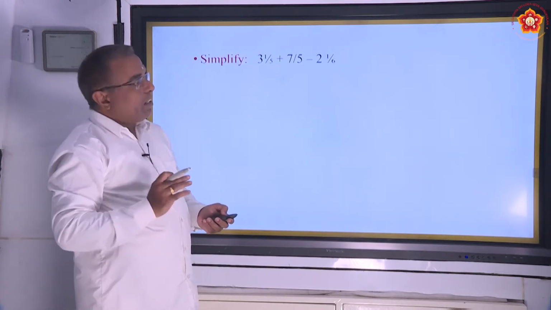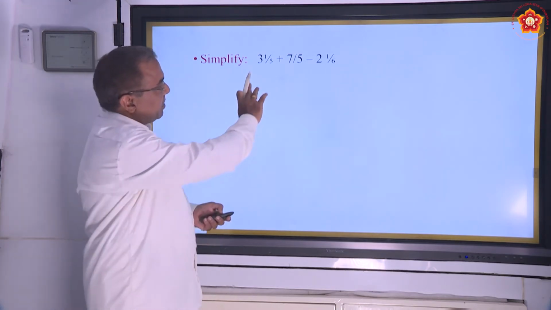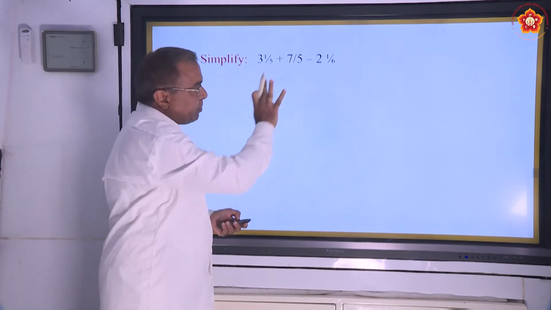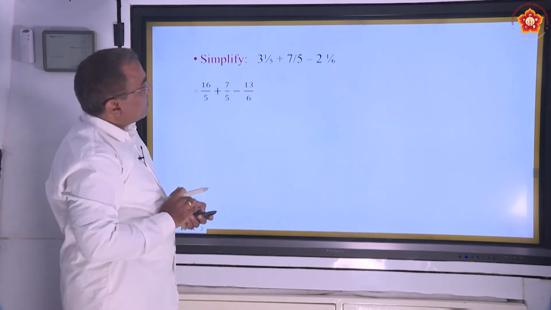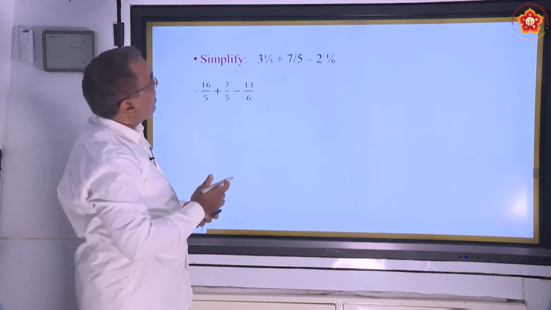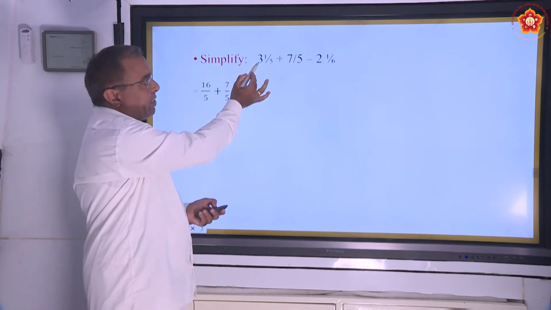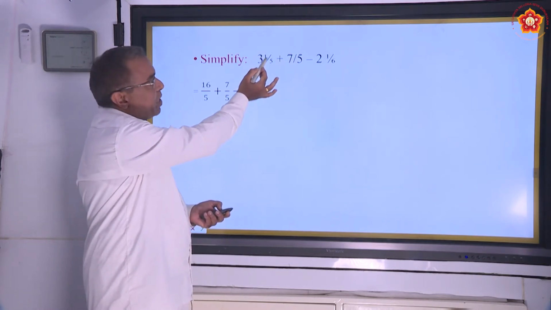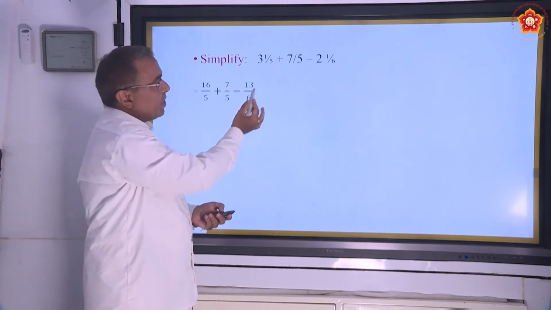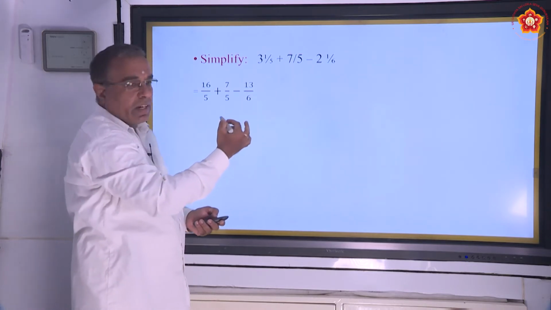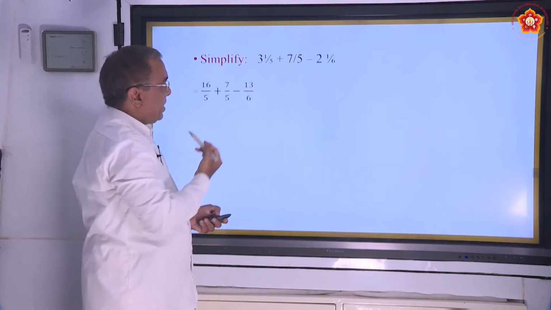Now let us take a mix of both addition and subtraction in an expression. The first two terms we are adding, then we are subtracting. This is a mixed number, all of you know this. 3 1 by 5 can be written as 5 3s are 15 plus 1, 16 by 5, plus 7 by 5, minus, again the mixed number we are converting into an improper fraction, 2 6s are 12 plus 1, 13 by 6.